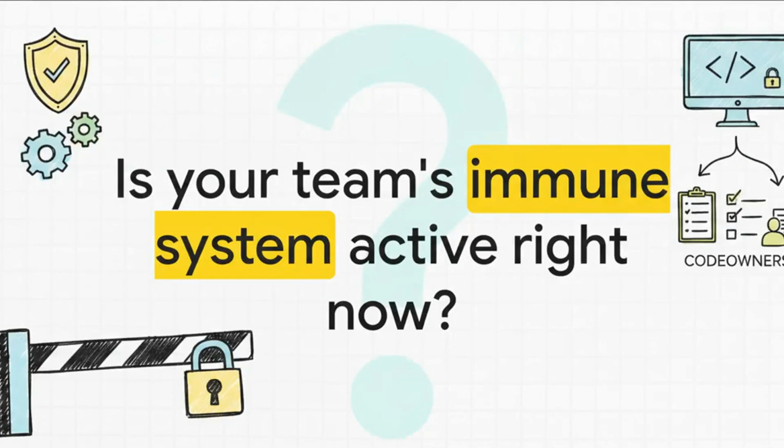We've just seen how a single, easily skipped review can cost a company over $50,000 in just a few hours. The tools we covered today, those PR templates, reviewer checklists, code owners, and branch protection rules, they aren't just extra bureaucracy. They are literal survival mechanisms for your code. So I want to leave you with a quick, provocative thought. Is your team's immune system active right now? I highly recommend you check your repository settings today and implement these safeguards before your next catastrophic incident even has a chance to deploy.